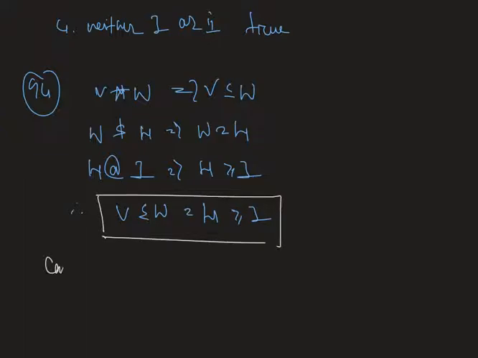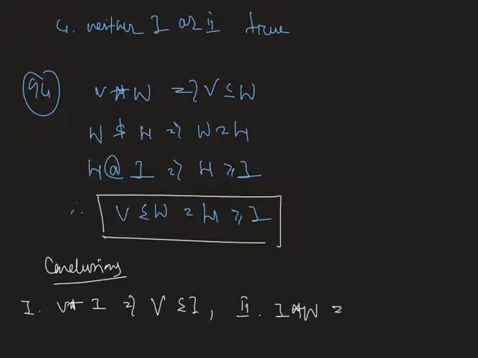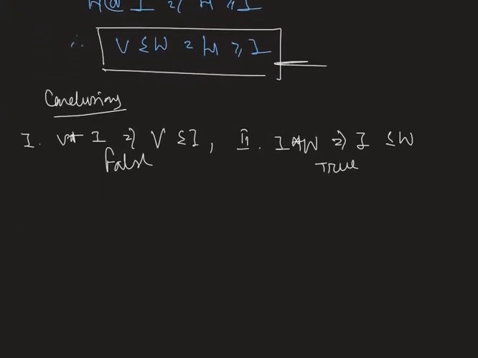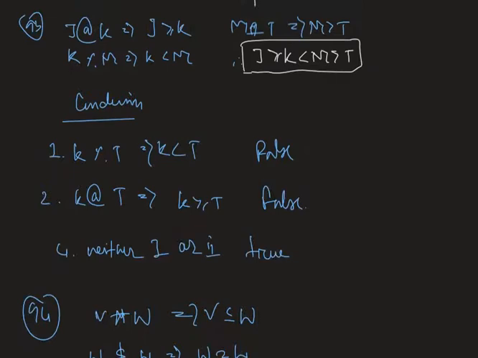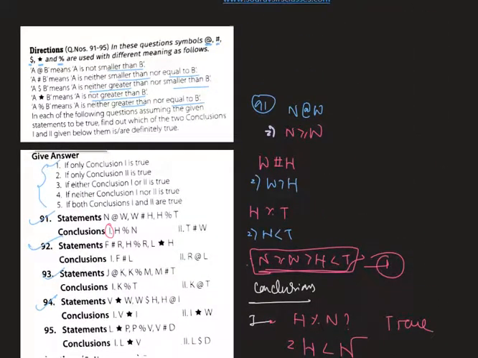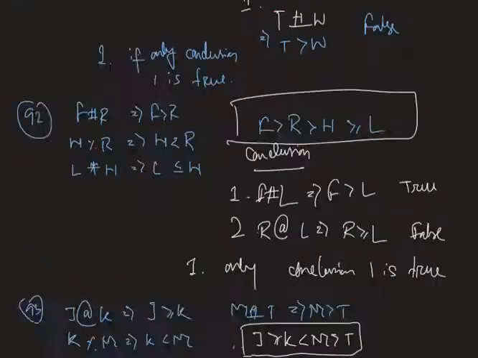Now let's check the conclusions. The conclusion 1 is V star I, which implies that V is less than equals to I. And the conclusion 2 is I star W, which implies I is less than equals to W. And from this inequality, we can say that the first conclusion is false and the second conclusion is true. Hence, only 2 is true, therefore, it must be the second option.